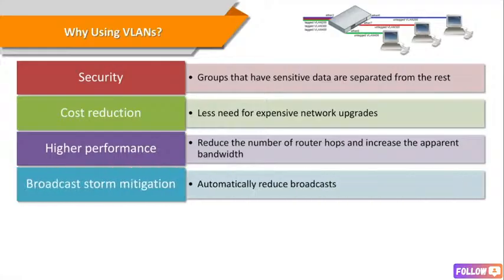Broadcast storm mitigation. So dividing a network into VLANs reduces the number of devices that may participate in a broadcast storm. Since a principal element of a VLAN is the fact that it does not pass broadcast traffic to nodes that are not part of the VLAN, it automatically reduces broadcasts.